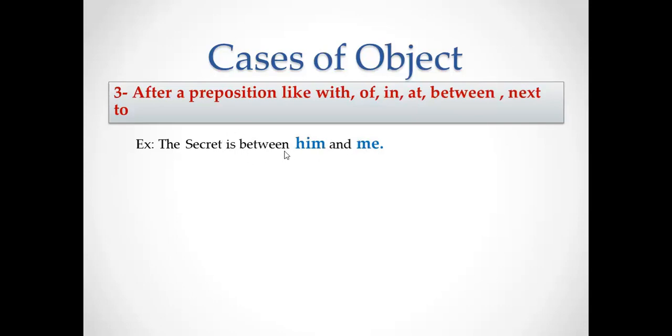And from between till the end, we call it a prepositional phrase. Please stand next to them. The preposition here in this sentence is next to, and the object of the preposition is them. From next to until the end is called a prepositional phrase.